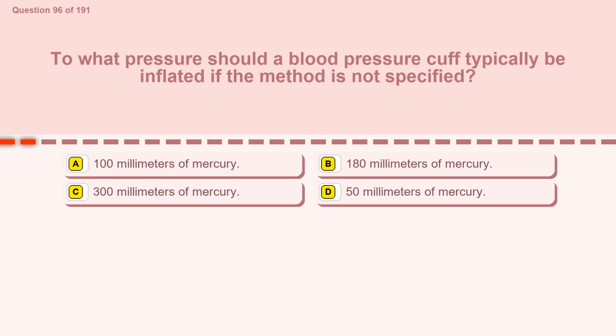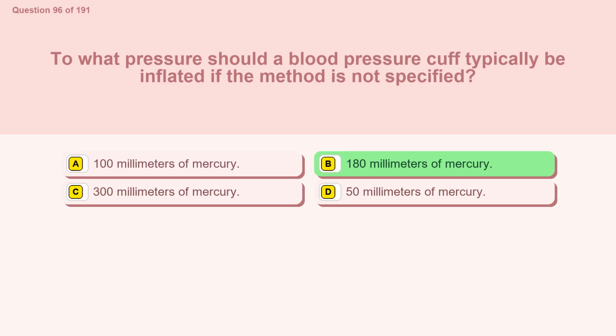Question 96. To what pressure should a blood pressure cuff typically be inflated if the method is not specified? Option A, 100 mm of mercury. Option B, 180 mm of mercury. Option C, 300 mm of mercury. Option D, 50 mm of mercury.